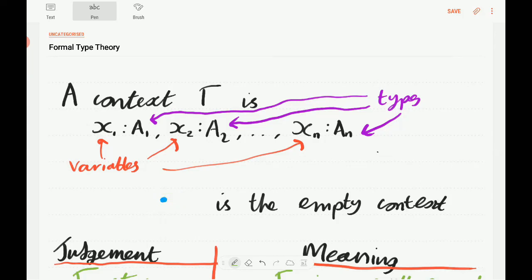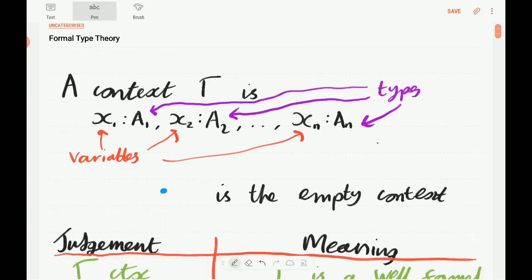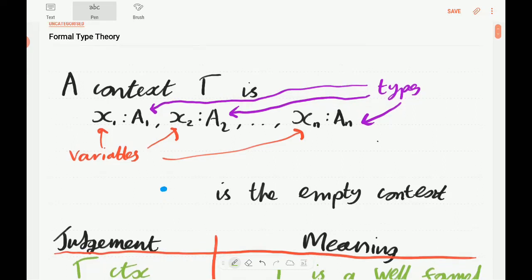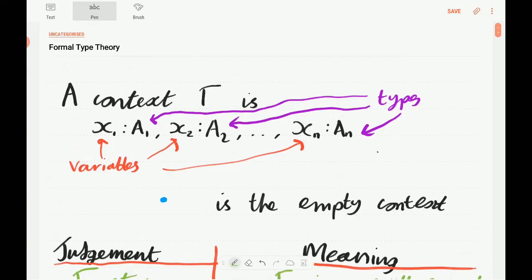Okay, so the next idea is the idea of a judgment. In a sense, you can think of type theory as a game. It's a game where there are rules about what kind of moves you're allowed to make, a little bit like chess. You have a certain position, and then there are certain rules that you're allowed to apply to change that position. We call those things inference rules. And then the state of the game at a given time is what we can think of as a judgment.